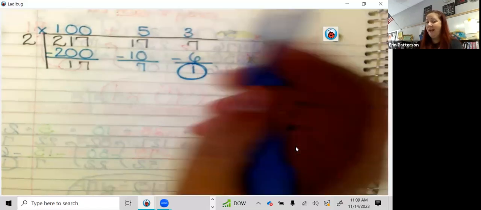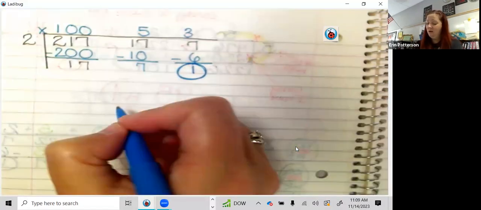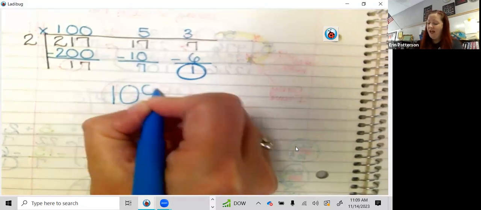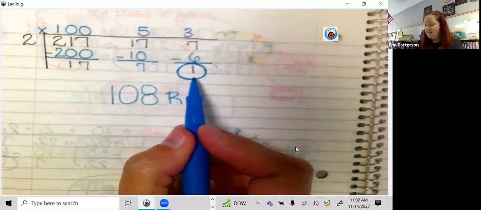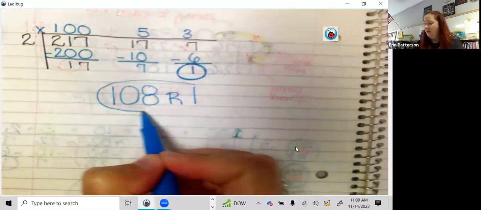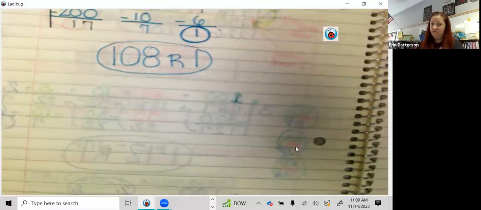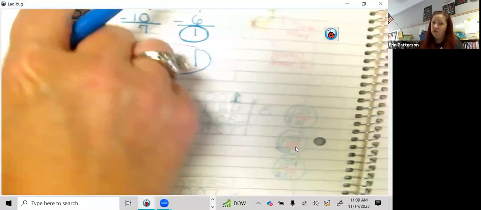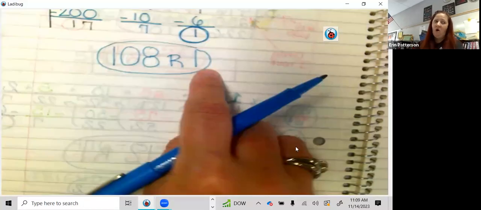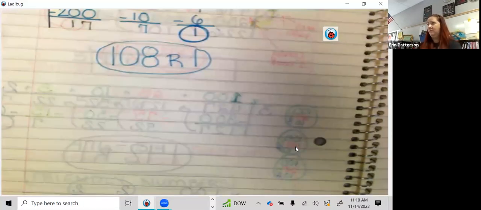Okay, so when I add these up, I get 108, remainder 1. All of this is the answer. The remainder is a part of the answer. The quotient is a part of the answer. All of this is the answer.